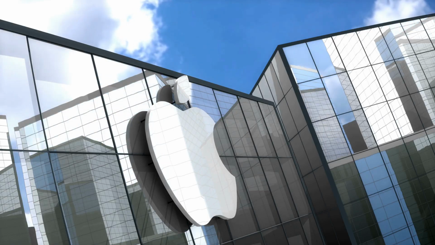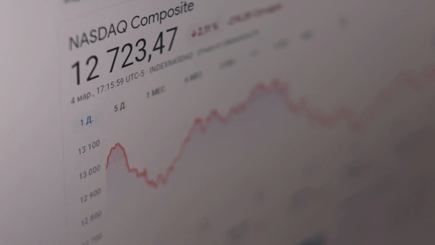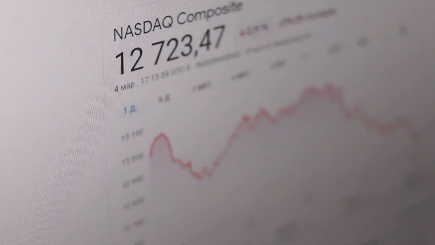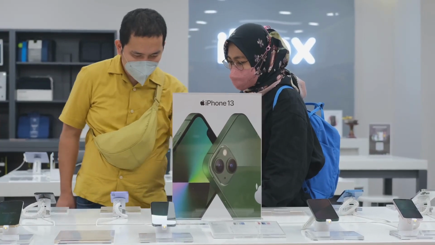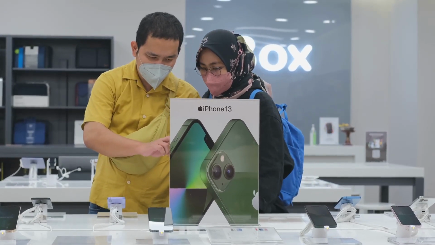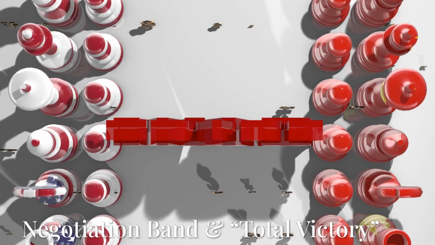Lobby pressure came from Apple, Intel, Nvidia, and the Consumer Technology Association. Market reaction: Nvidia up 4%, Apple up 3%, and the Nasdaq up 2.6% over 2 days. For example, a $999 iPhone would have cost $2,248 under the 125% tariff, but only $1,099 with the exemption.